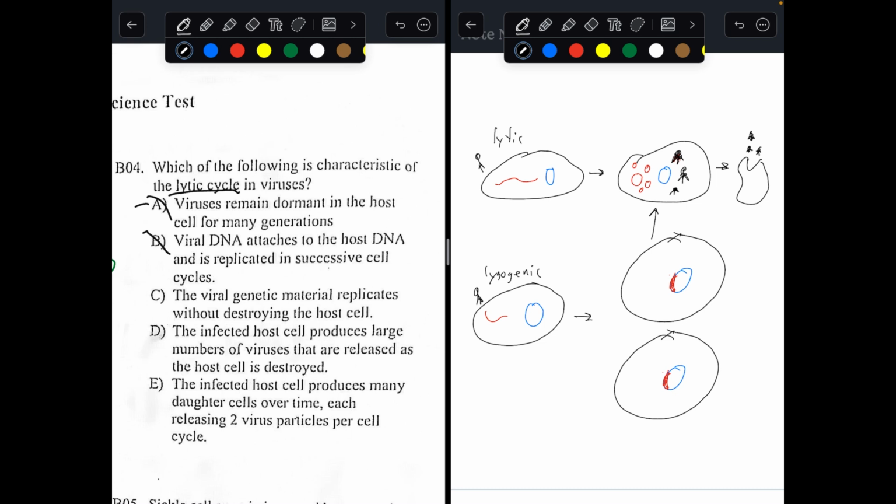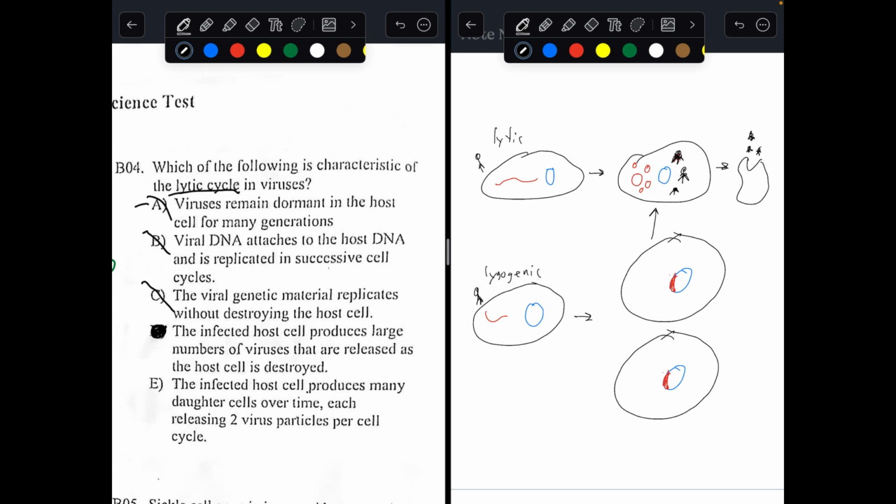C. The viral genetic material replicates without destroying the host cell. That is not a property of the lytic cycle, because it will destroy the host cell. Letter D. The infected host cells produce a large number of viruses that are released as the host cell is destroyed. That is true for the lytic cycle, because we know the host cell is being destroyed. The lysogenic cycle is when the host cell is dormant for a long period of time, then is destroyed in the lytic cycle. But when you're going strictly in the lytic cycle, that's when the host cell is being destroyed.